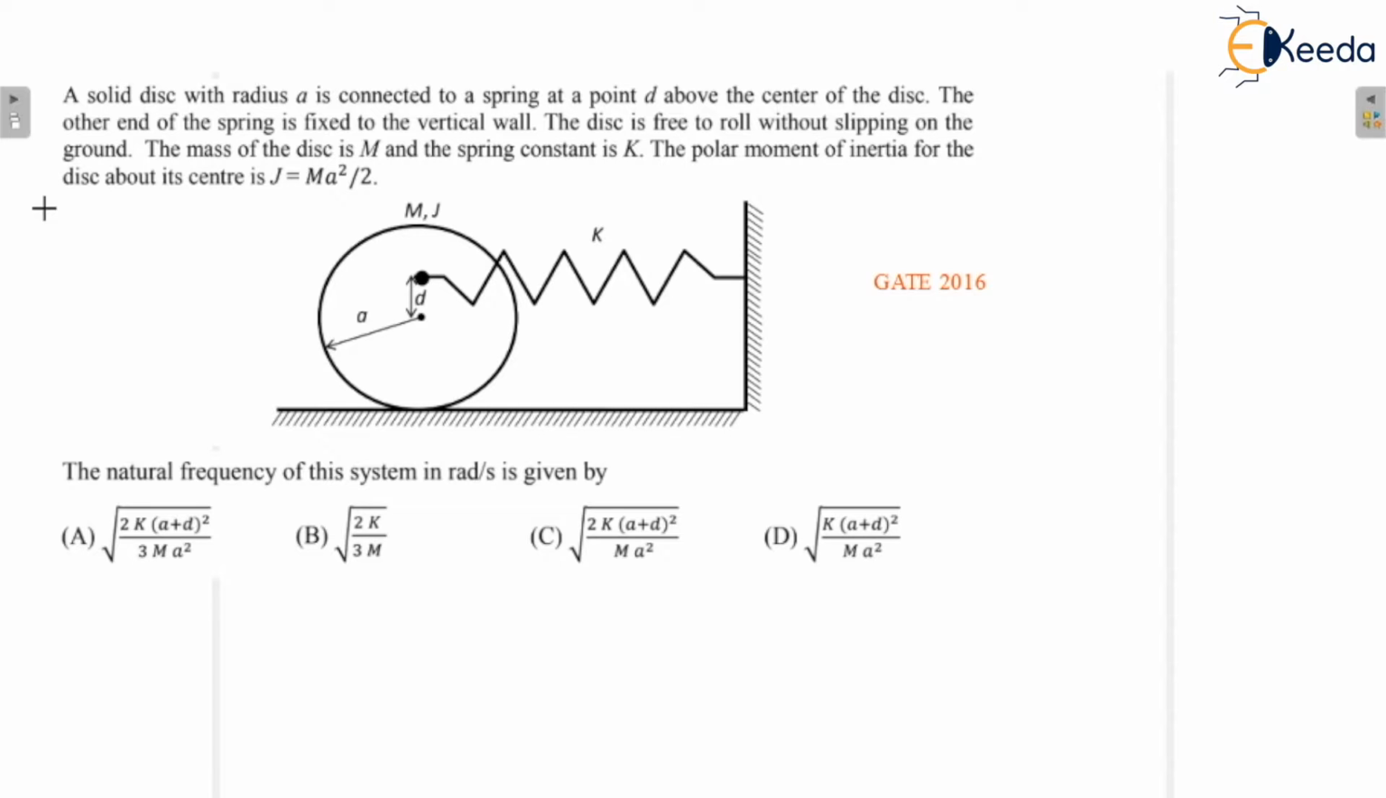A solid disk with a radius a is connected to a spring at a point d above the center of the disk. The other end of the spring is fixed to the vertical wall. The disk is free to roll without slipping on the ground. The mass of the disk is m and the spring constant is k. The polar moment of inertia of the disk about its center is ma square by 2. We need to calculate the natural frequency of the system.